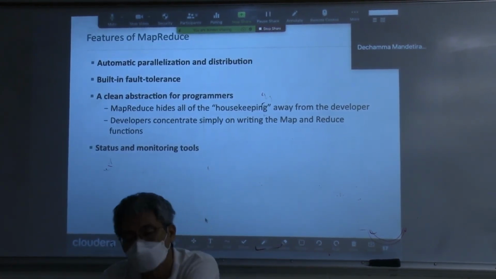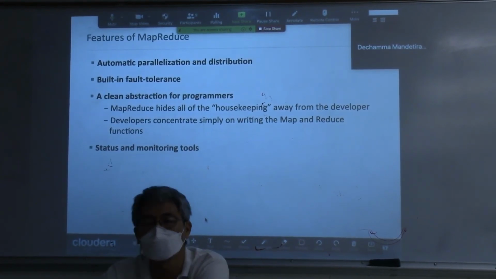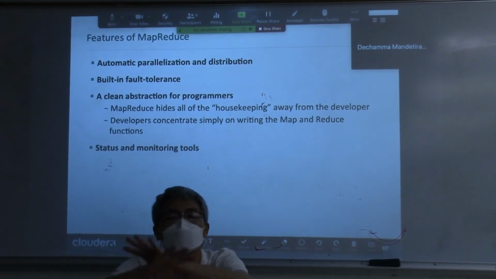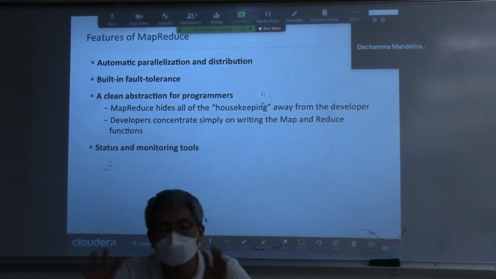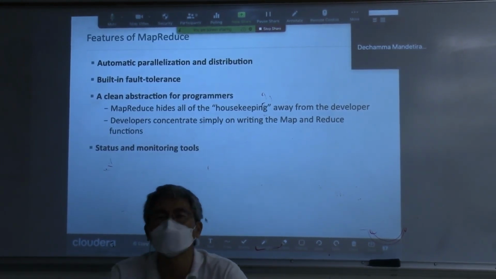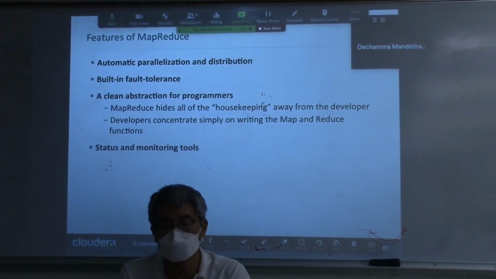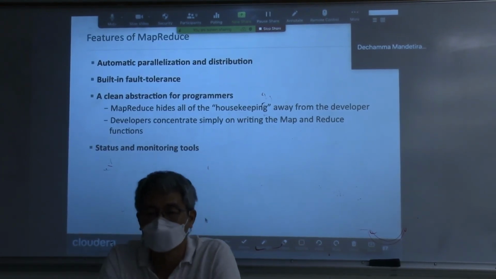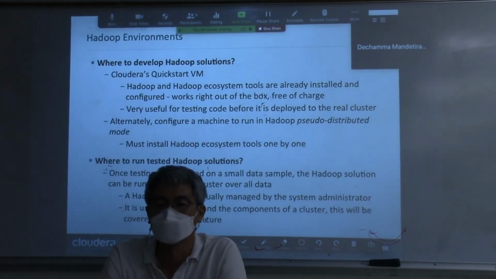And who is taking care of such a housekeeping job? Hadoop is taking care of the whole housekeeping job. Then the user, the developer, only focuses on the task, their algorithm. That is the benefit of using a MapReduce program.